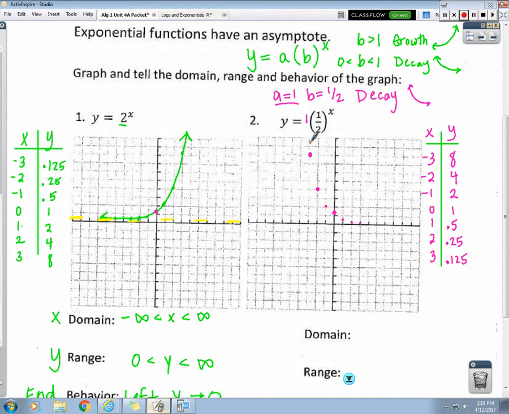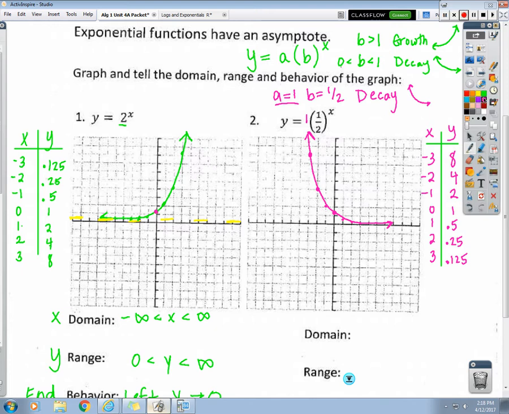So we can see that this graph is definitely a decay because from left to right it's decreasing and it's approaching the asymptote on the right side. And where is the asymptote? What are all the y values approaching as you go to the right? 0, like 0.5, 0.25, 0.125. They're getting closer and closer to 0. No. We'll see some today that don't approach 0.